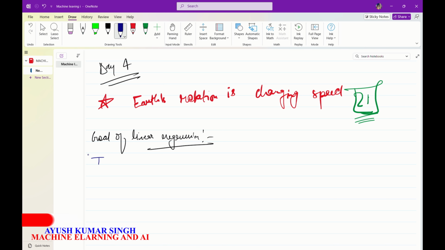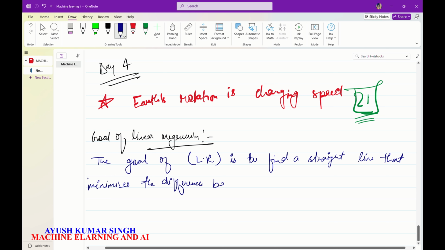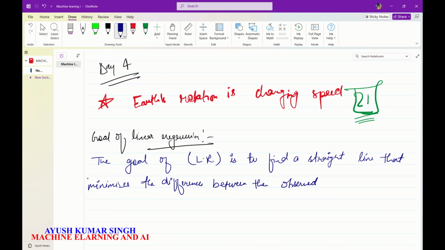So the goal, I hope you're making notes, write with me. The goal of linear regression is to find a straight line that minimizes the difference between the observed data points and the predicted values.